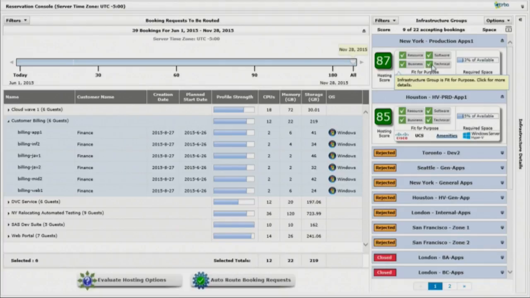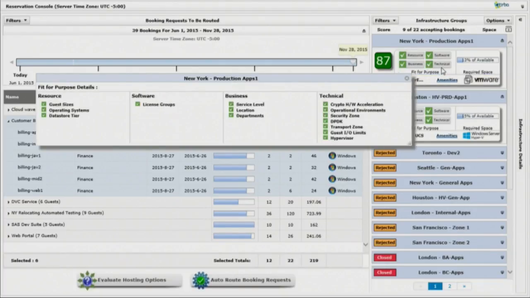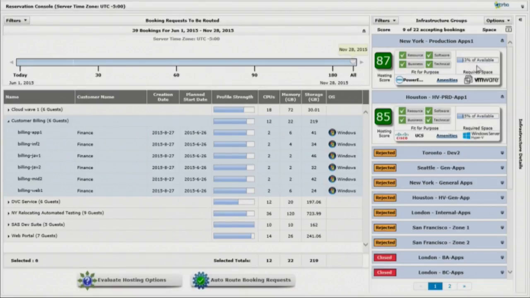And so the analysis it did was to analyze all of what we call the fit for purpose criteria. So these two environments meet all the stated requirements. They have enough of the right tiers of storage and are connected to the right networks and have the right software on them for this to go. And they both have enough space. You'll use about 13% of what's left in New York production and about 15% of what's left in Houston. That's based on the actual workload of that thing, the compute, the storage, so we've got enough space. And so we're going to favor the one that has the most spare capacity.